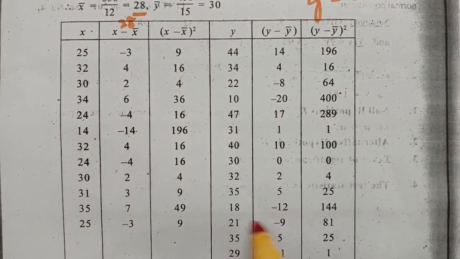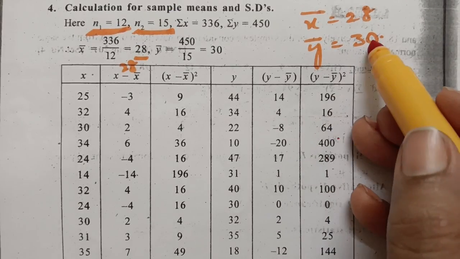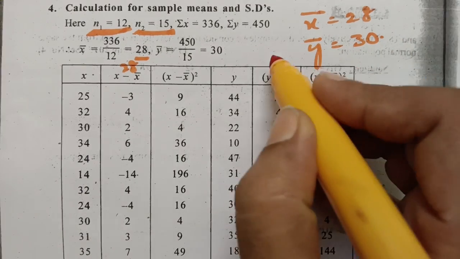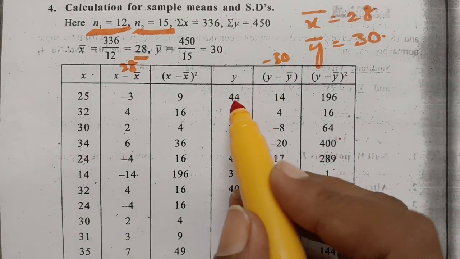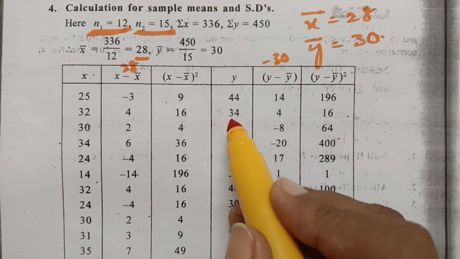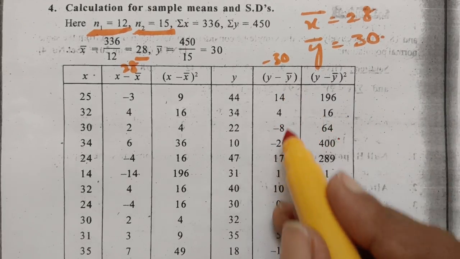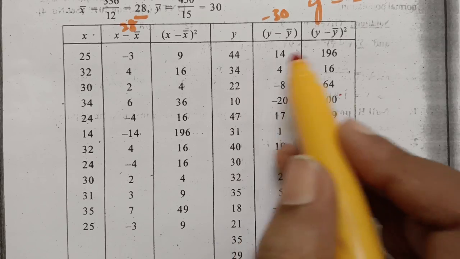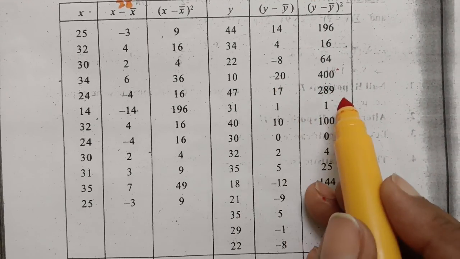Next, for y, after adding we get 450, and the mean value y bar is equal to 30, that is 450 by 15. We have to subtract 30 from each and every value of y. That is 44 minus 30 is 14, 34 minus 30 is 4, 22 minus 30 is minus 8. Like that you have to fill this column, and then make the squares out of this. 14 square is this one, 4 square is this one, minus 8 square, minus 20 square, and 17 square is this one.